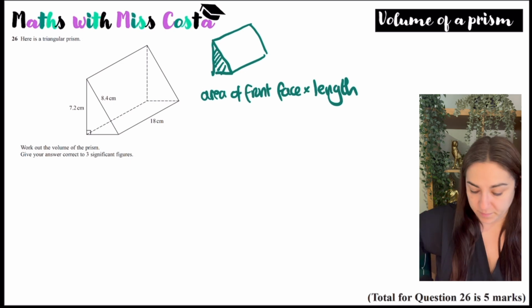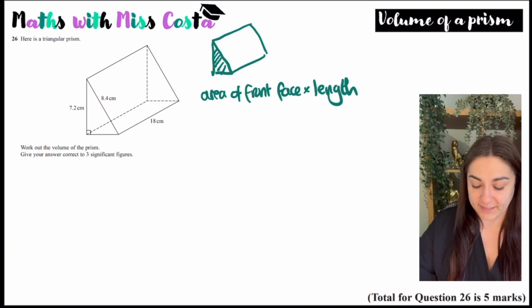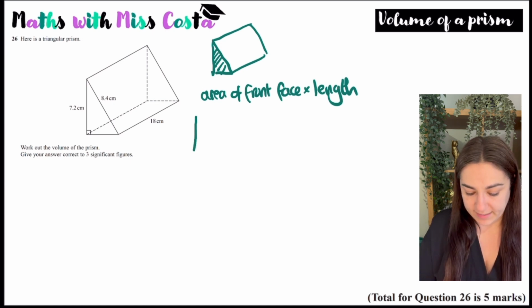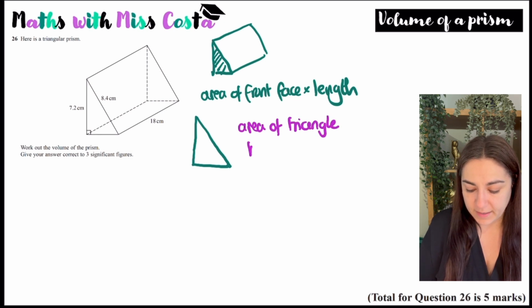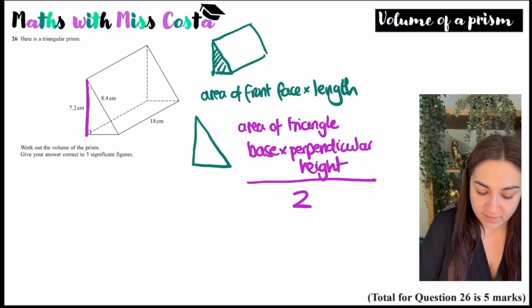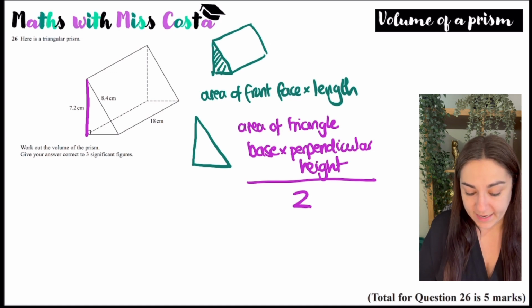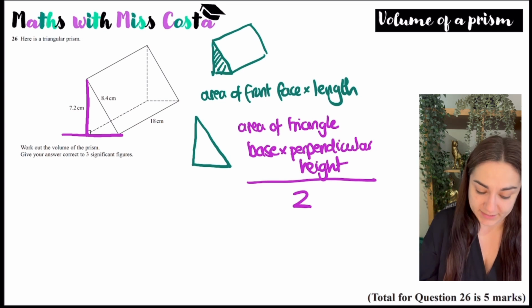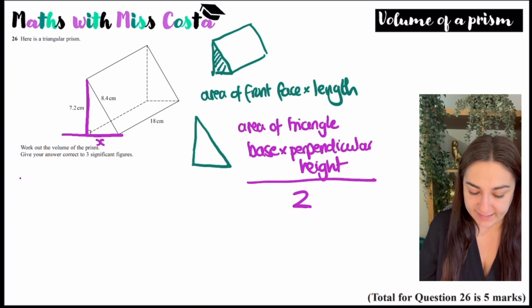And the face is the front, well, any of the outside bits would be a face, but we do the area of the front face times by the length. So that means I know that I need to work out the area of this triangle. Now, how do I work out the area of a triangle? I have to do base times by perpendicular height divided by 2. And this is where a lot of people are going to get caught out because they might use the slant height, which is the diagonal height. But when I'm working out the area of a triangle, I need the base and the height to be perpendicular, which means at right angles too. So that means I need to figure out what this is here.